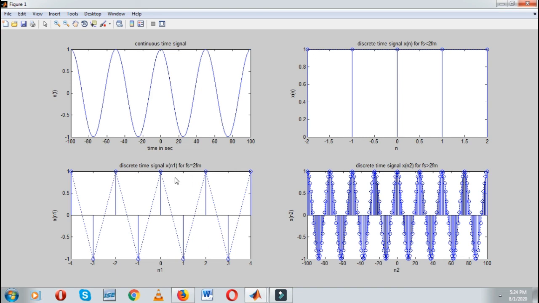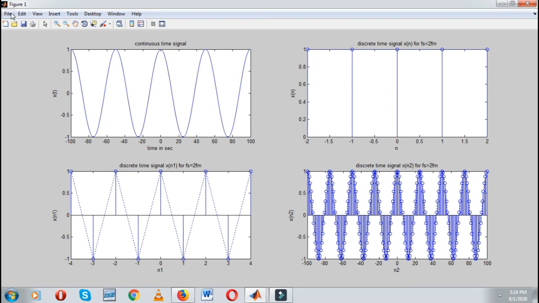Again in this case only some samples are there. Why? Because fs is equal to 2 fm. And in the third case that condition is satisfied, that the sampling frequency is greater than 2 fm. That's why we are getting proper sampling of this continuous time signal.